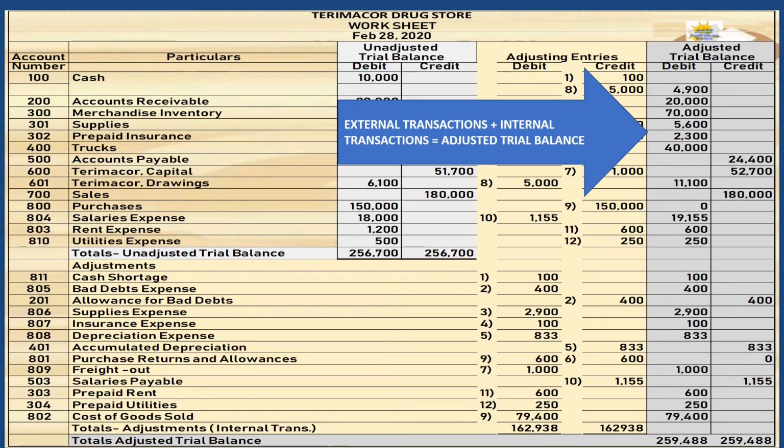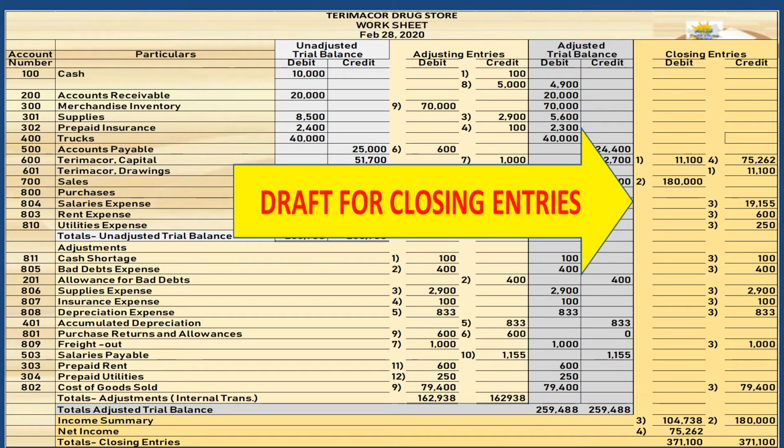So, external transaction plus internal transaction is equal to adjusted trial balance. We stopped our discussion in the preceding lesson, so we'll review this again. In the previous lesson, we were done with the adjusted trial balance. An adjusted balance plus adjusting entries is equal to adjusted trial balance. Now, we're going to draft the closing entries.